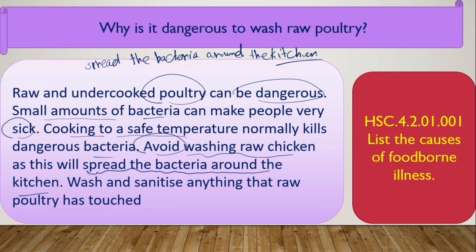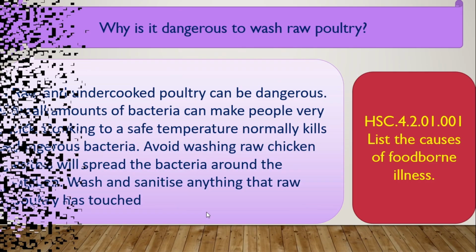Why is it dangerous to wash raw poultry? Washing raw poultry spreads the bacteria around the kitchen. I told you raw and undercooked poultry can be dangerous. A small amount of bacteria can make people very sick. Cooking to a safe temperature normally kills dangerous bacteria. Avoid washing raw chicken, as this will spread the bacteria around the kitchen. Wash and sanitize anything that raw poultry has touched.